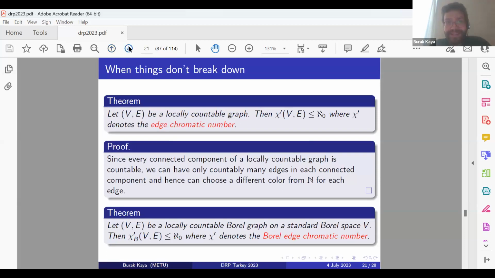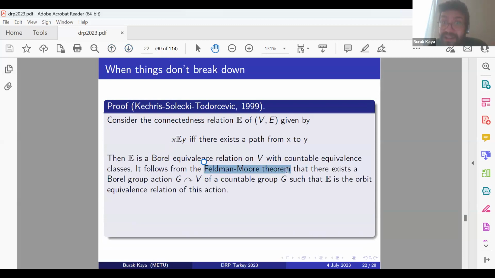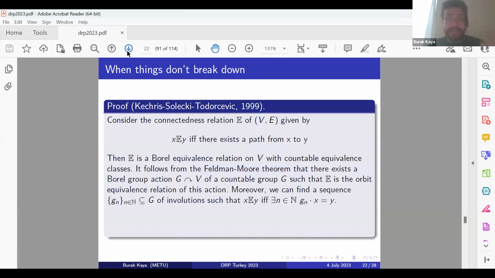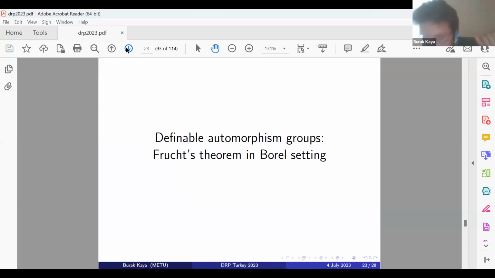When you try to prove this in the Borel setting, I'm just going to skip some slides. You need to talk about Borel involutions, and you have to use something called the Feldman-Moore theorem, which is a deep result on its own about Borel group actions, and so on. And then you do very smart stuff with involutions in this group and so on. It works. Now, the theorem generalizes. However, the proof itself does not generalize. The proof is much more complicated. Okay? But the theorem actually generalizes to that setting. Okay, so things don't always break down. Now, I think, can I have 10 minutes?